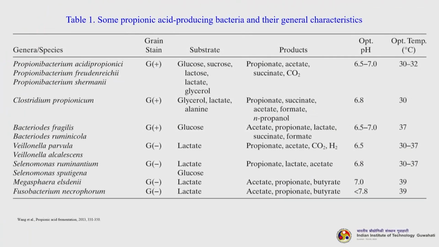If you look at another one, let us say the last one, Fusobacterium necrophorum, it is a gram negative bacteria and it will only degrade lactate. It is a lactate based bacteria which will produce propionic acid. The end products are acetate, propionate and butyrate, again at different proportions. pH has to be maintained at less than 7.5, that is the optimum, and temperature is slightly higher, it is 39. Now, there are others also, you can go through it later on.